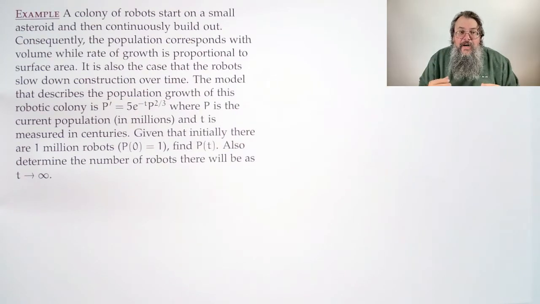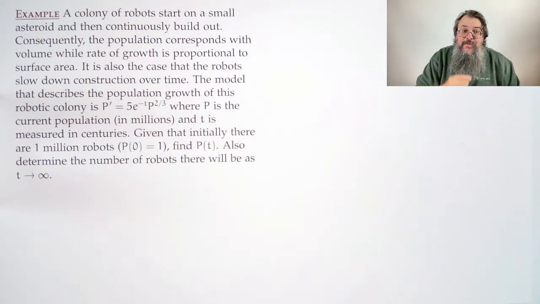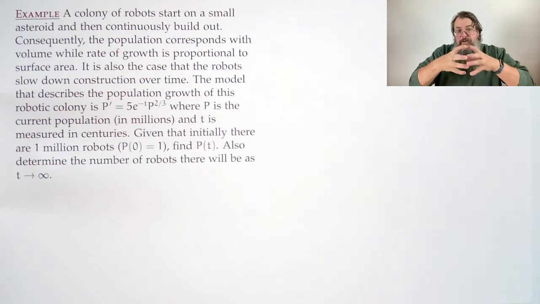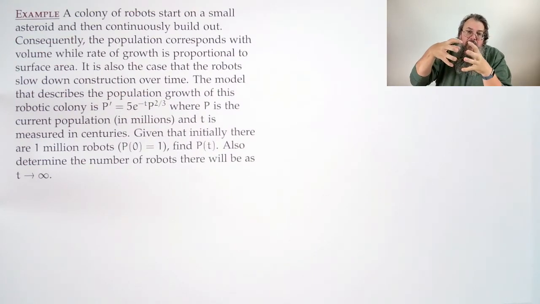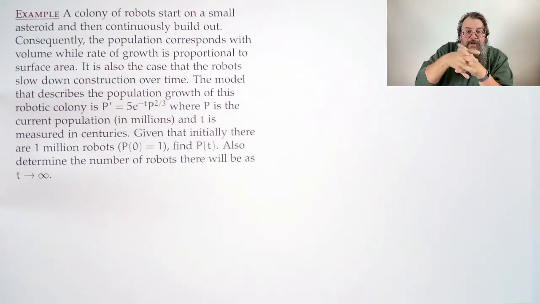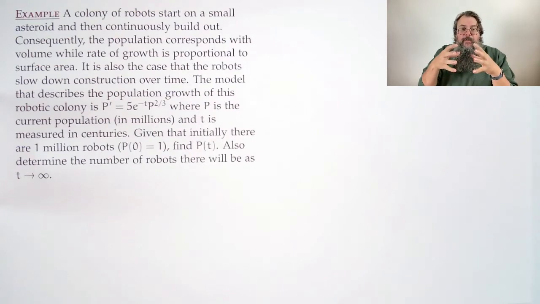A colony of robots start on a small asteroid and then continuously build out. Consequently, the population corresponds with volume, because you're starting very small, and so as you're building out, you're basically becoming a solid sphere. So that's why of robots. So the population, you say, that whatever the volume is, that tells us how much we have for robots. Okay, so that's that part.